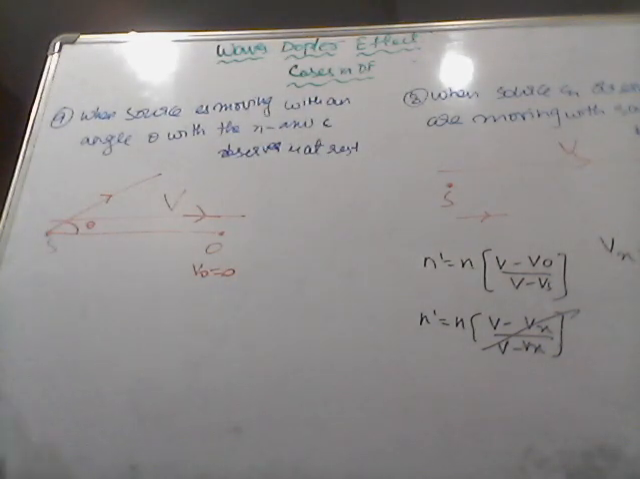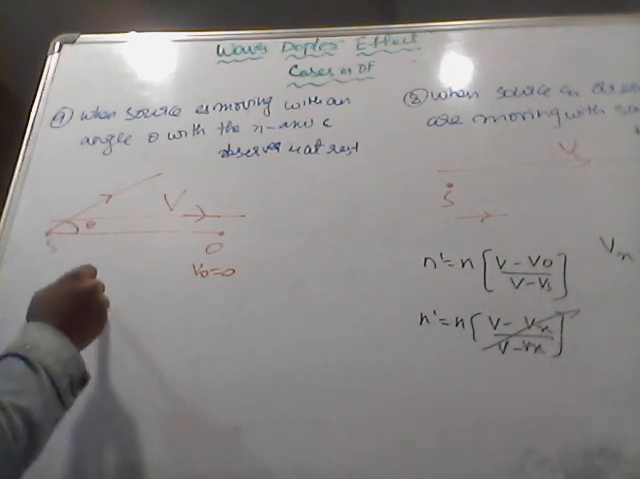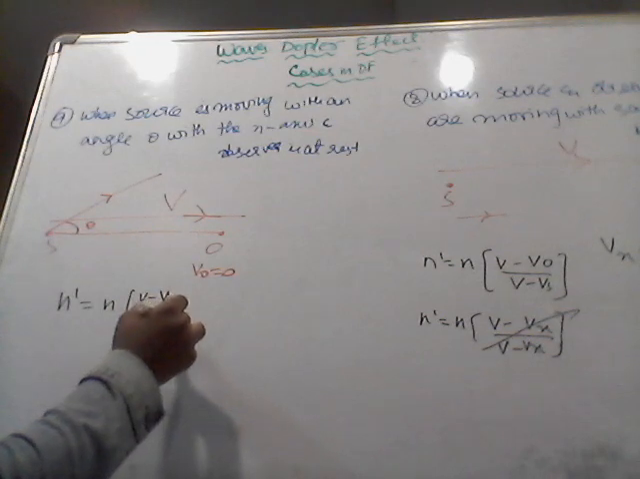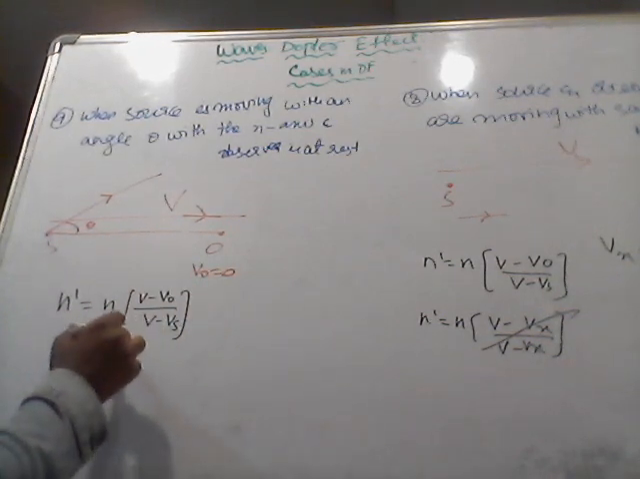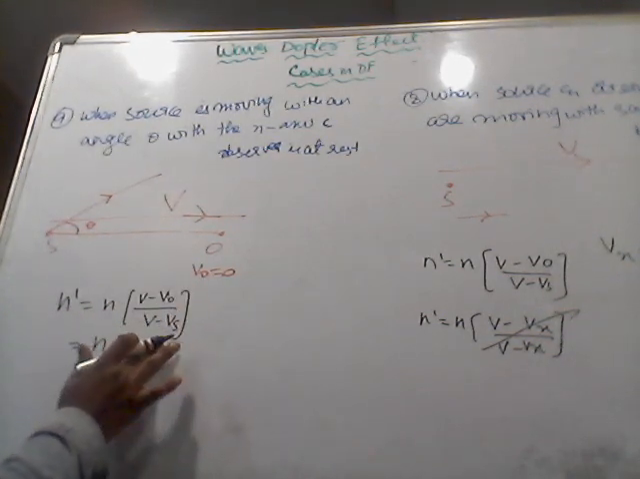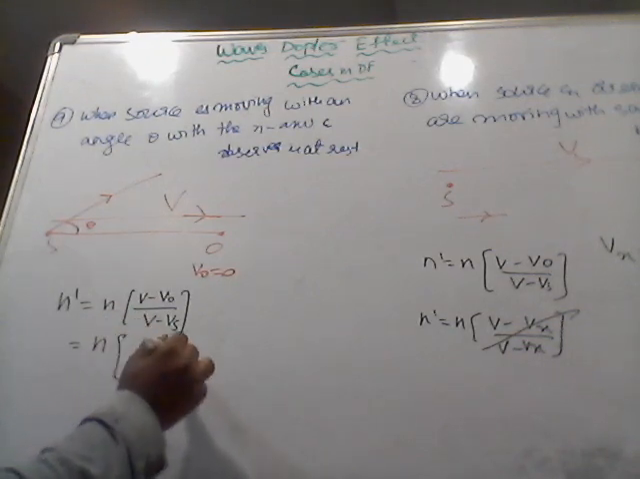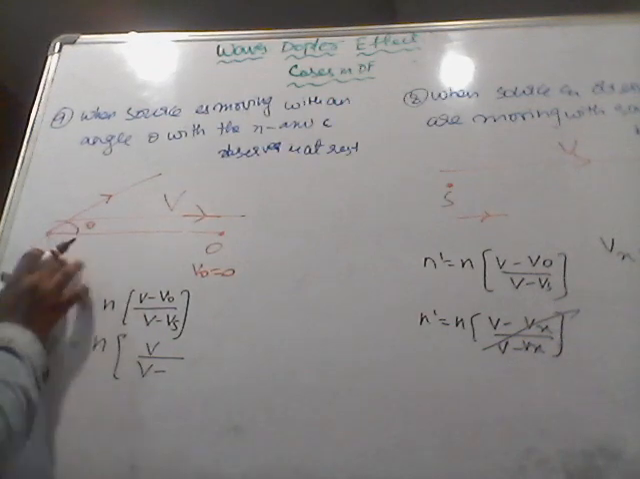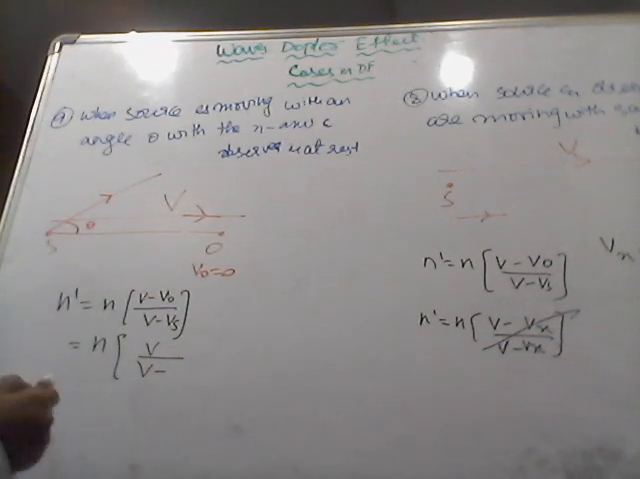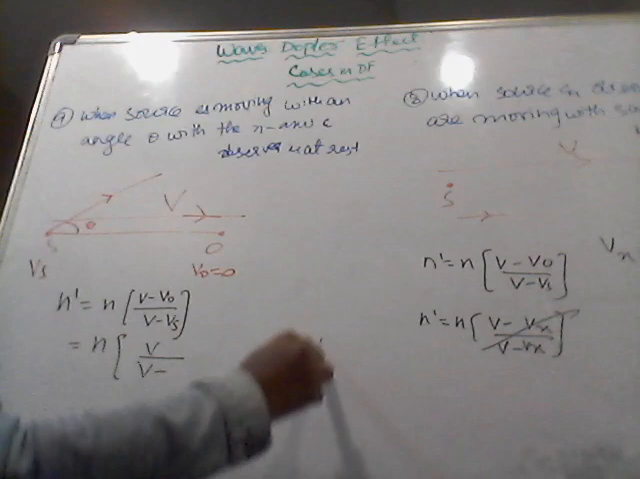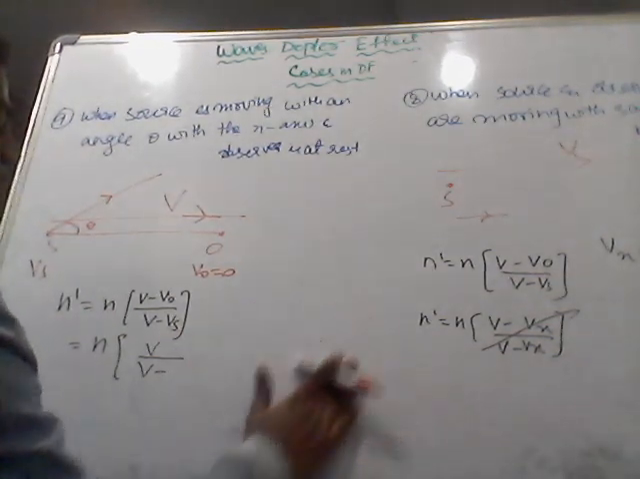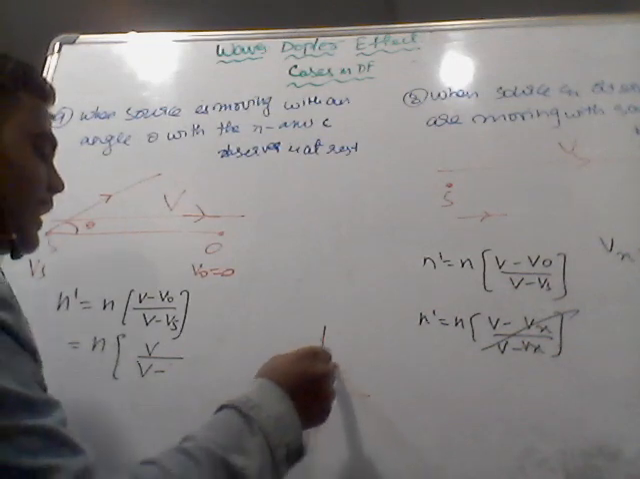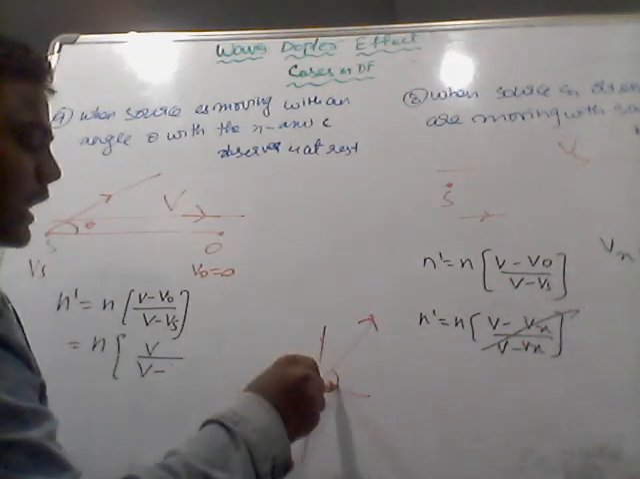Now, what's the general formula? N dash is equals to n into v minus v naught by v minus vs, correct? V minus v naught is v minus 0, so it remains as v only. And v minus vs. Now come to vs. Okay, this is vs, correct? This is the Cartesian plane that I am taking. This is a line passing through the origin making an angle theta.